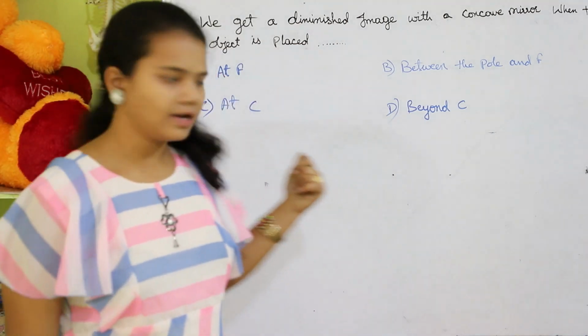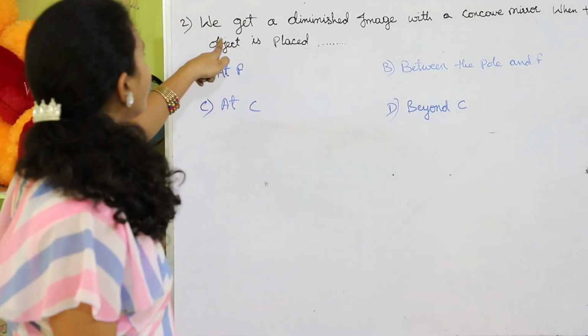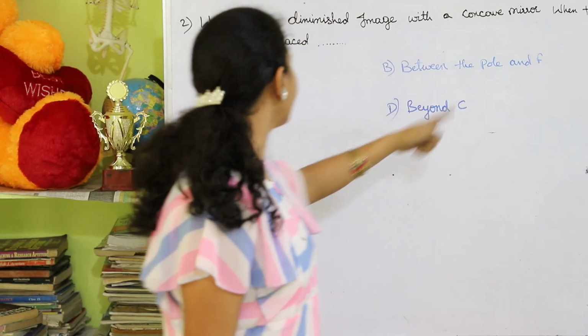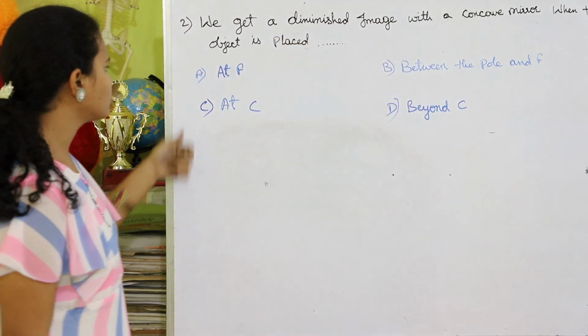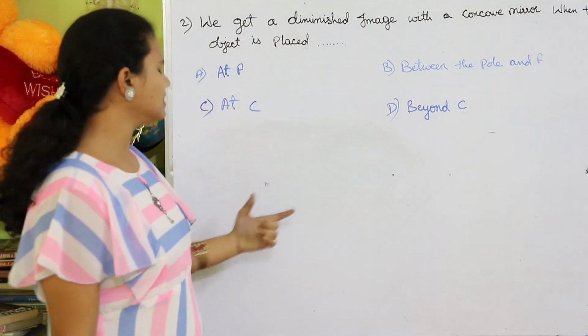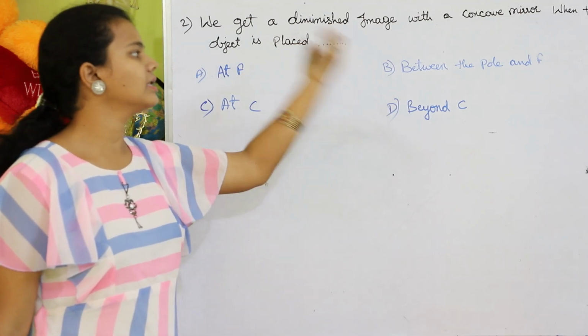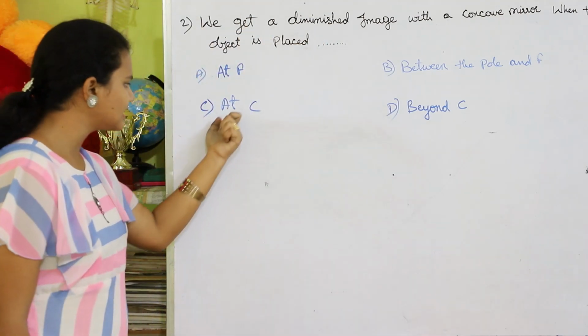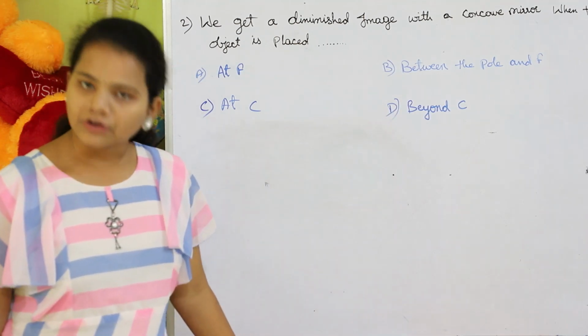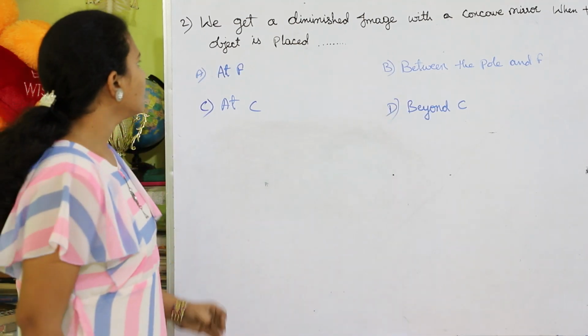Now here we have the second one. When do we get a diminished image with a concave mirror? When the object is placed at which position? The options here are: option A, at focal length, meaning at focus. Option B, between the pole and focus. Option C, at center of curvature. Option D, beyond center of curvature.